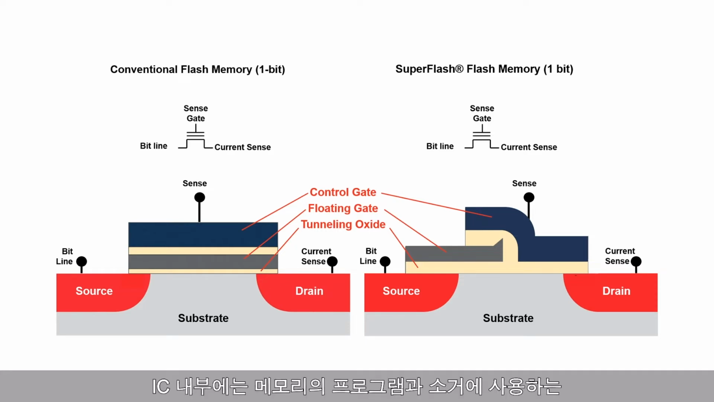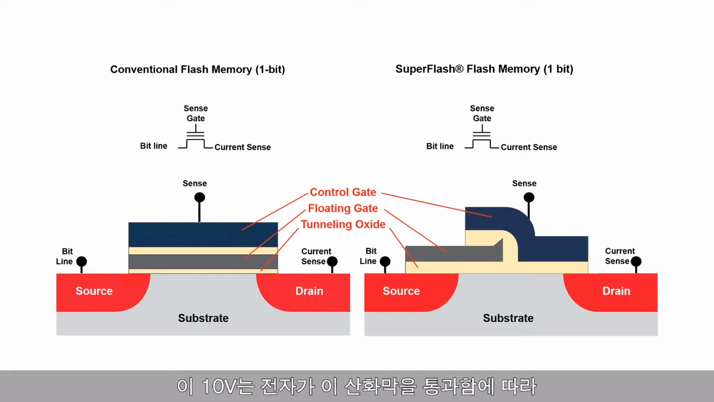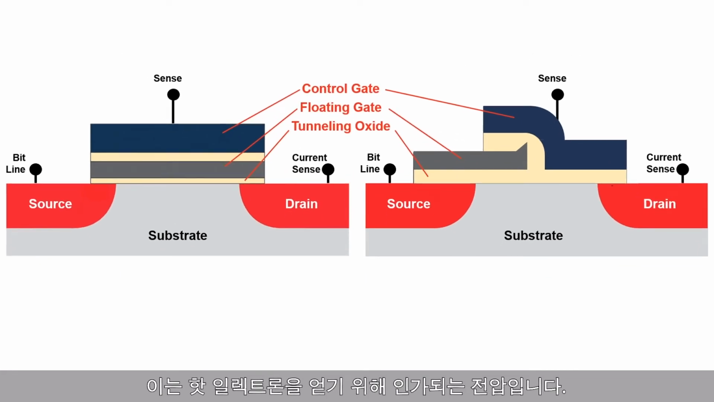Inside the IC, we have a charge pump to create the high voltage we'll need to program and erase these memory bits. So let's say you supply a VDD of 1.8 volts to your part. So inside, we create, well, let's say 10 volts from that. This 10 volts will give us a big enough energy field to create the kinetic energy we will need to get some electrons hot enough to jump across this oxide.